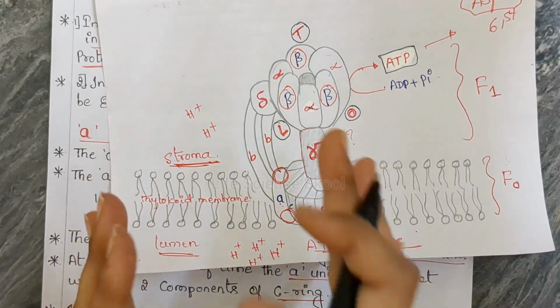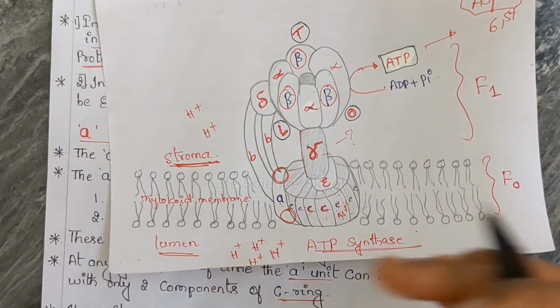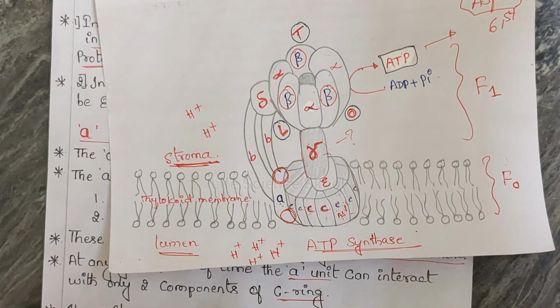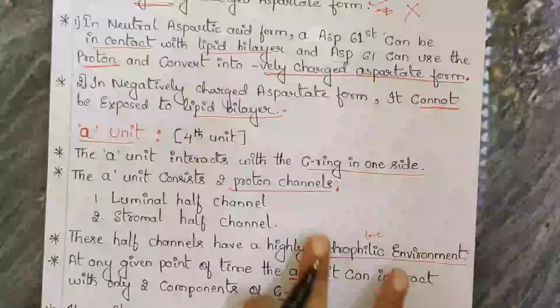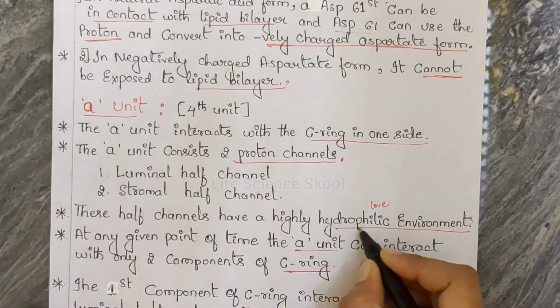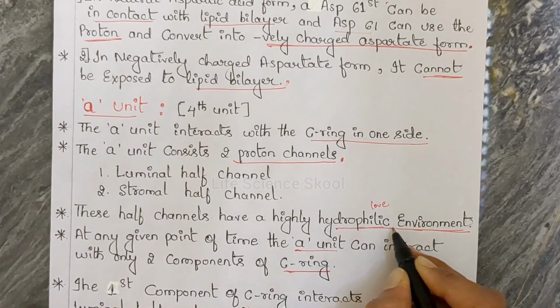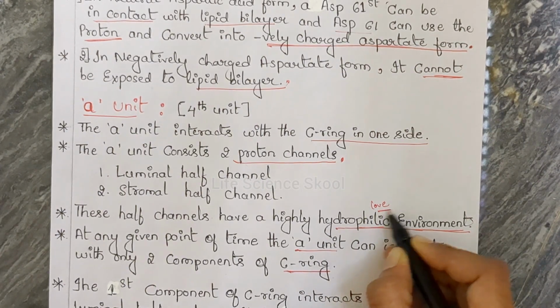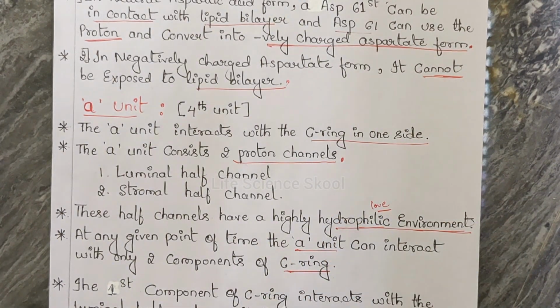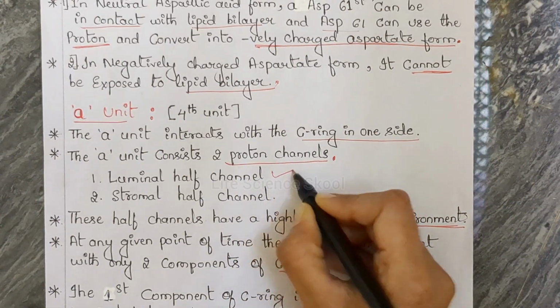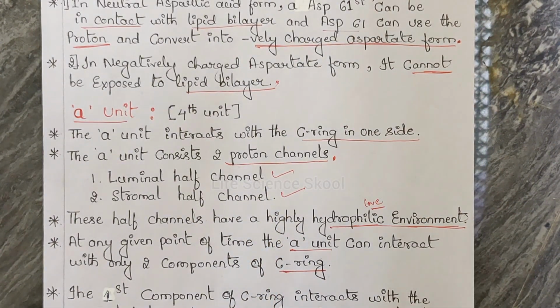So these are rough diagrams to make you understand. I have drawn a rough diagram so that you understand the concept properly. I guess you are able to understand. Okay, channels have a highly hydrophilic environment. Highly hydrophilic means water loving. Hydro means water. They allow the water. So these channels are water loving, and hence they help the protons to transfer.